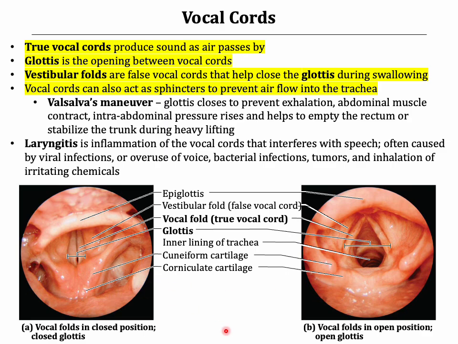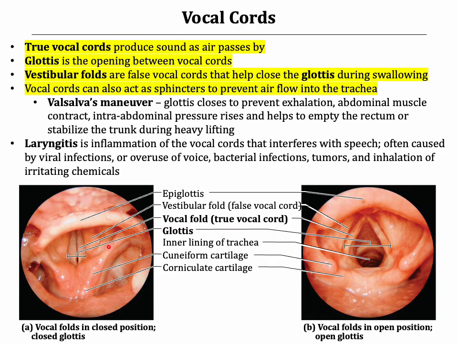Here we have some endoscope images showing us the glottis, the vestibular folds, and the true vocal cords. So the glottis is just the opening between the vocal cords that allow air to pass into the trachea. So here's the opening, the glottis. Here's the glottis closed off due to the vocal cords, the true cords coming together. We have the vestibular folds, or the false vocal cords, more lateral to the glottis, but are there to help control the opening and closing of the glottis.